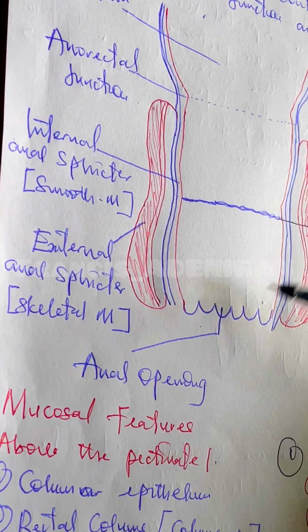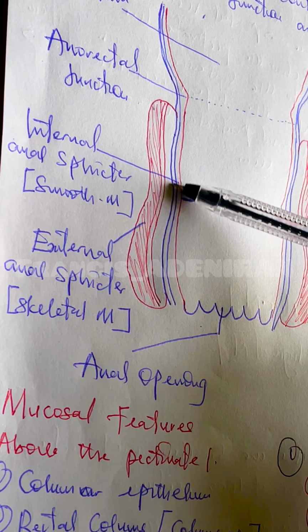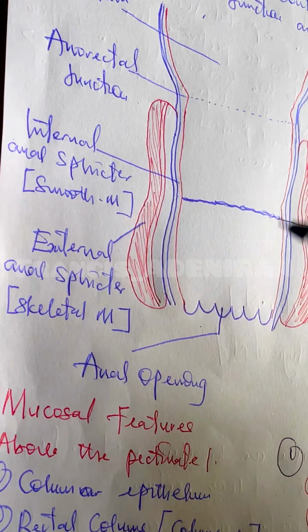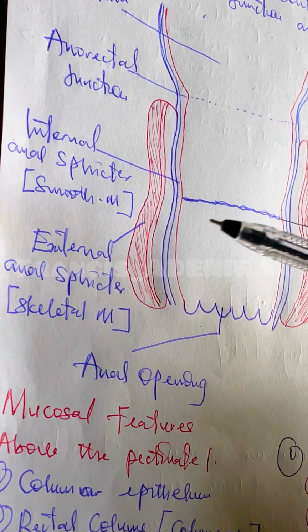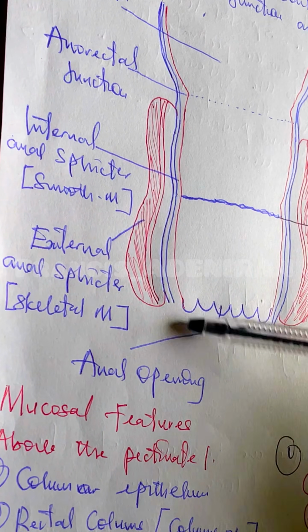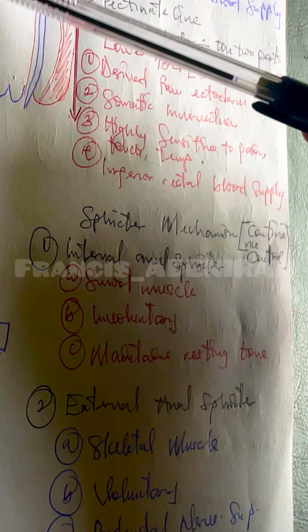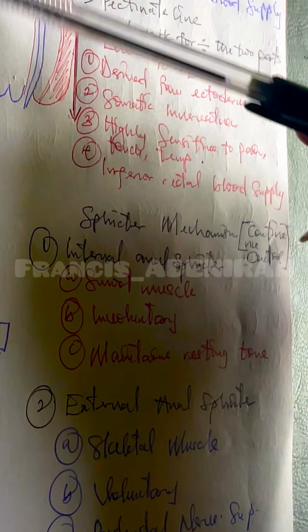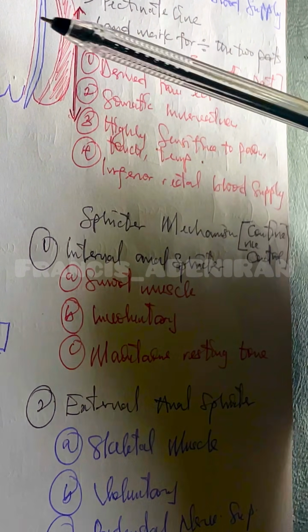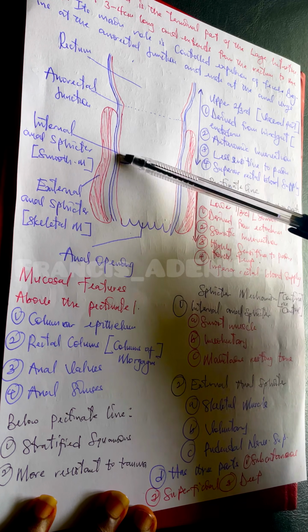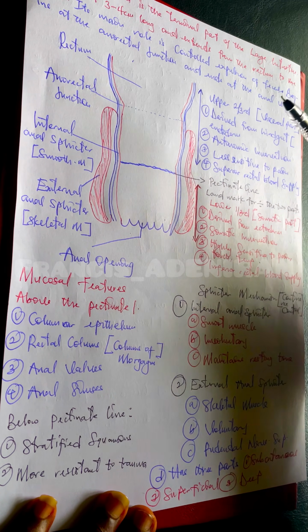The upper part and the lower part. Well, here we have the internal anal sphincter somewhere here, which is composed of smooth muscle. Then we have the external anal sphincter here, which is skeletal muscle. So the internal anal sphincter is composed of smooth muscle, and it is involuntary and helps in maintaining resting tone. So the internal anal sphincter is involuntary, cannot be controlled.